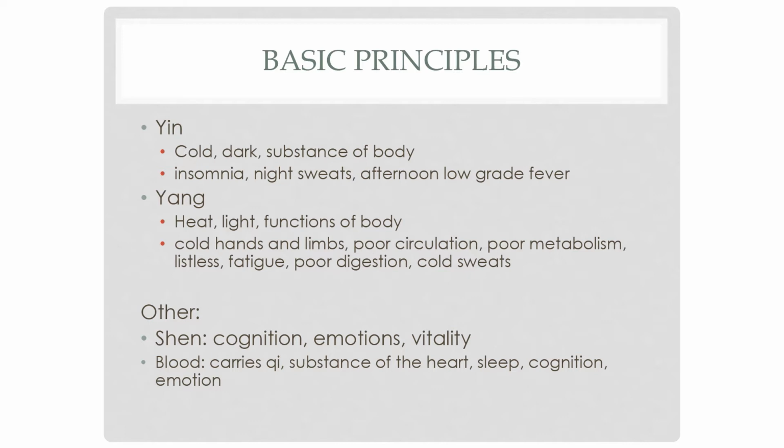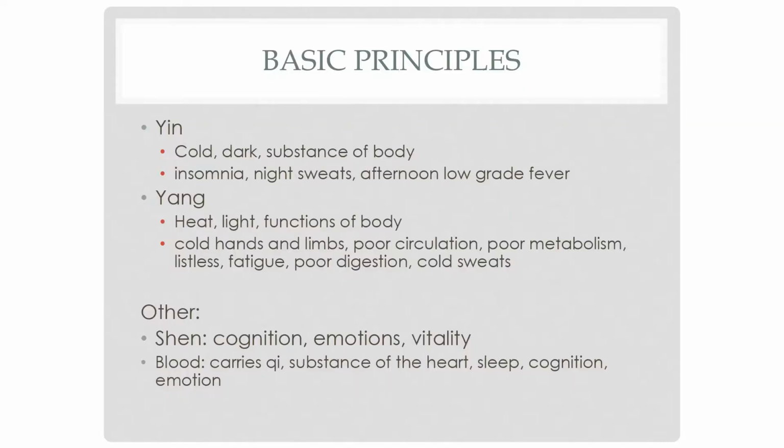Another important concept is the Shen, so your cognition, emotions, vitality. The best way to find out a person's Shen is just by looking them in the eye. So sometimes people just really don't have much happening. Sometimes people have that spark in their eye. There's always that wild look people have in their eyes. We all know these things. We just don't have real terms for them. Well, that's the Shen. And blood is what carries qi, what carries that intelligent metabolism. And it's the substance of the heart and plays a role in sleep and cognition and emotions.